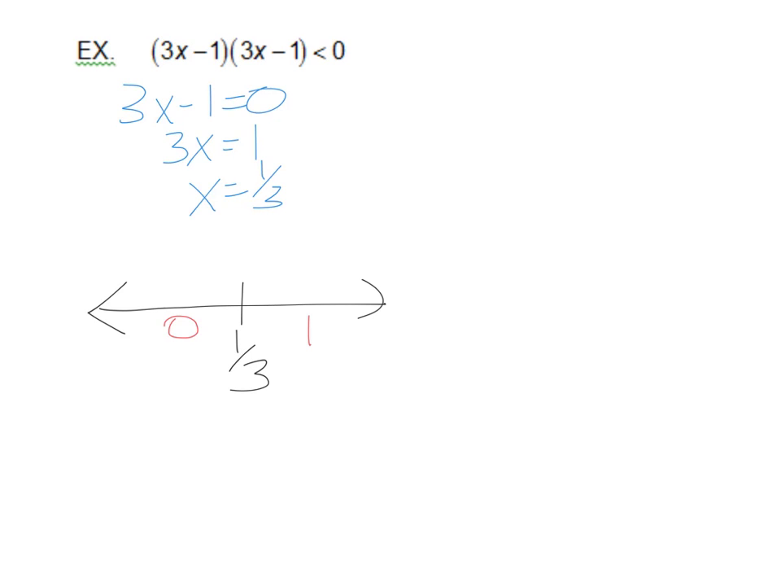Plugging the 0 into the first parentheses would be negative. Into the second parentheses also negative. A negative times a negative is a positive. Then the 1. Plugging the 1 in, I would have a positive times a positive, which is also a positive.